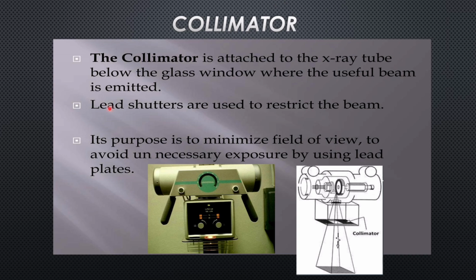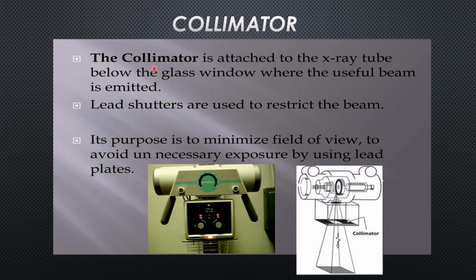Then we have the collimator. This collimator enables us to expose the particular area we want. Like if you are doing a lumbar spine, we will collimate that particular area so that the photons will hit only that area. So it will reduce the patient dose.